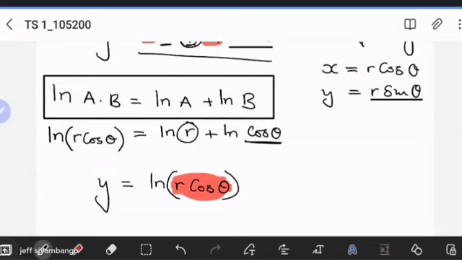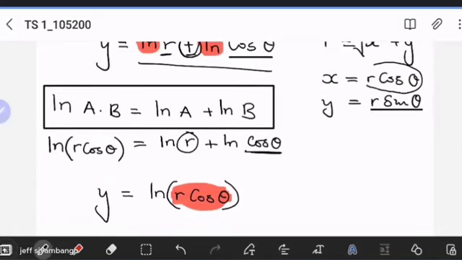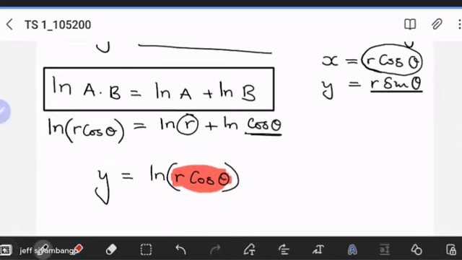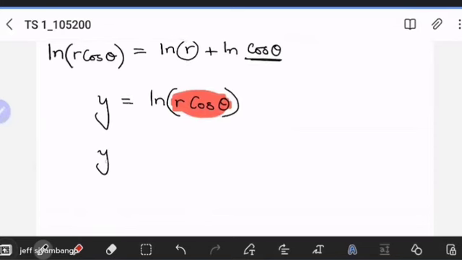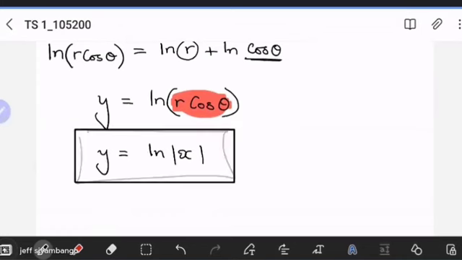When you come back here, you see that it is this one. r cos theta is x. So that our expression now can be written as y is equal to ln x. If you want, you can even put the modulus because ln does not take negative arguments. So this becomes the Cartesian form of that expression which they gave us. This becomes the final solution. So if you're going to sketch this, of course, you're just sketching the graph of y is equal to ln x, and you know how that graph goes. So that's the graph of y is equal to ln x.